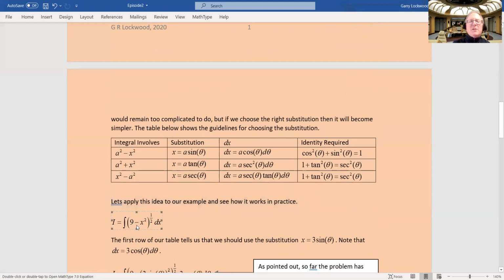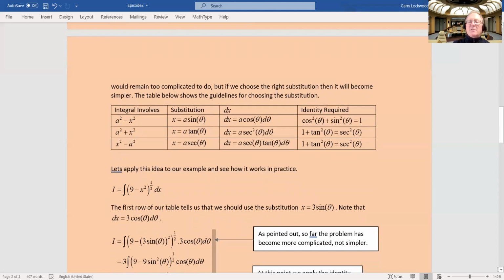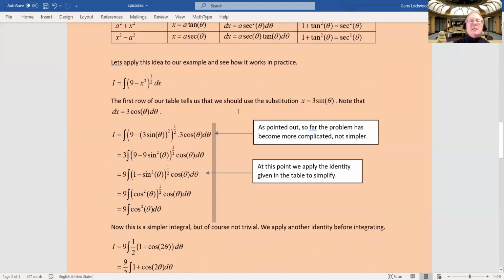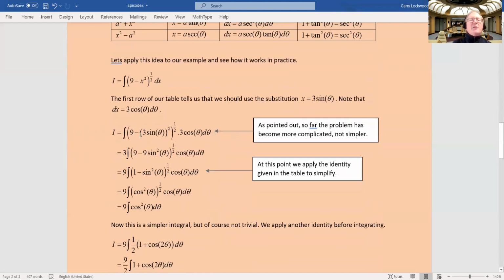So we've got the integral of 9 minus x squared to the power of a half dx. And the first row of our table tells us that we should use the substitution x equals 3 sine theta. So a squared is 9 here. That pretty clearly makes a equal to 3. dx is 3 cos theta d theta. And so our integral I is the integral of 9 minus 3 sine theta squared to the power of a half, or the square root if you prefer, times 3 cos theta d theta.